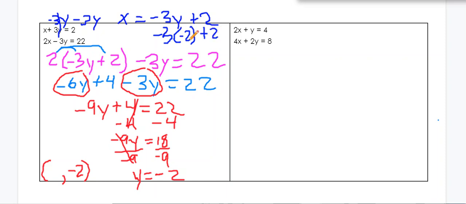Negative 3 times negative 2 gives me a positive 6. 6 plus 2 gives me 8. So I know x equals 8. And then there is my answer. My x value is 8. My y value is negative 2.